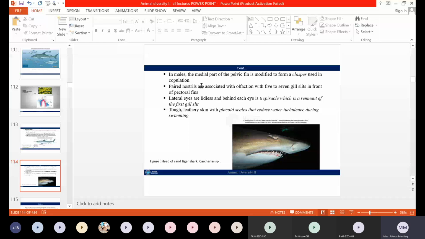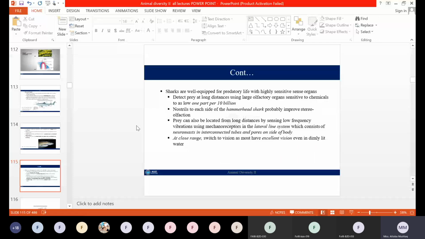So sharks are well equipped for predatory life with highly sensitive sense organs, right? Like they can detect their prey which are present at longer distance using their olfactory organs that are very sensitive to chemicals. Even if a chemical is present in a very small concentration, they can detect that chemical and they can detect their prey from long distances, right?